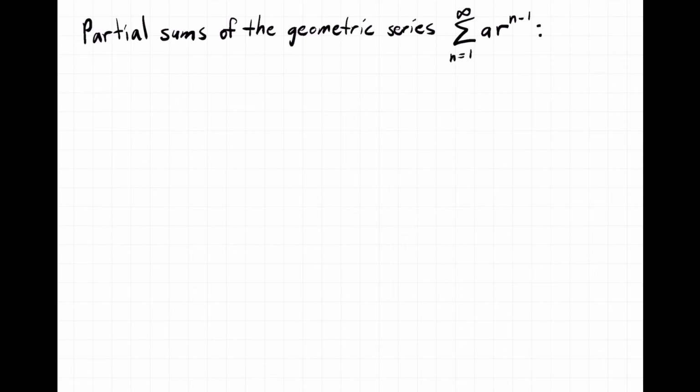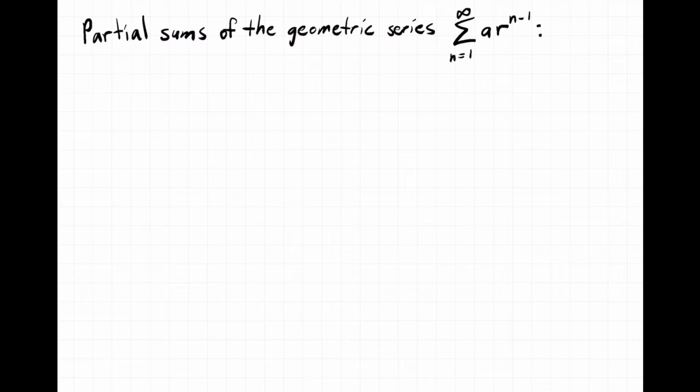So let's try and get a little more information about geometric series. I'd like to know a couple of things. First of all, when does a geometric series converge and have a finite sum, and when does it diverge? And related, what is the sum of a given geometric series if it does converge?